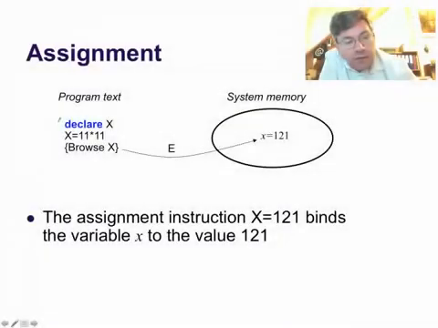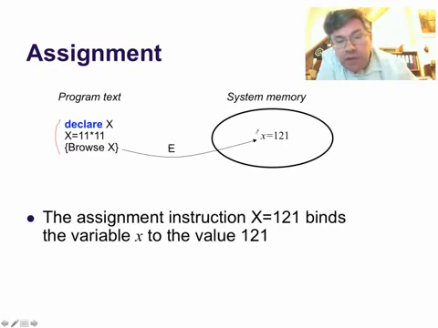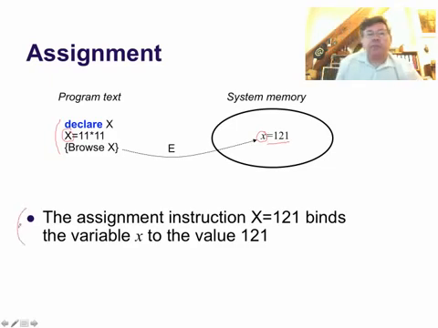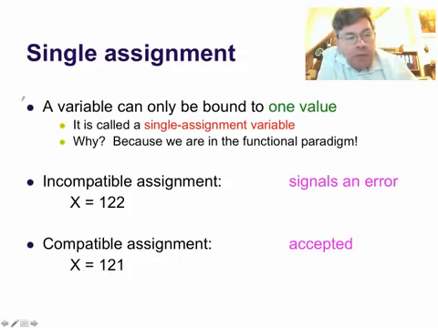So what we've done is, we have this instruction. We have the identifier x, which is linked through the environment E to the variable little x, and we've bound the big X, so the variable little x, to 121. That's what we've done. That's called assignment. Now, it turns out that we can only bind a variable to one value. If we try to bind it to a second value, it doesn't work. It's called a single assignment variable.